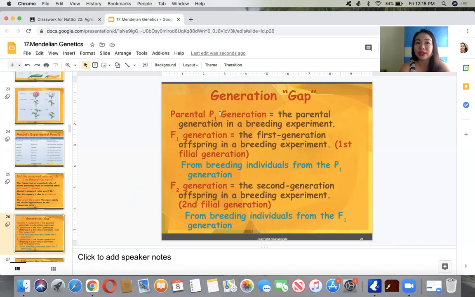Now we have the so-called generation gap. We have the parental or P1 generation. This is the parental generation of a breeding experiment, while the F1 generation is the first generation offspring in a breeding experiment, or the first filial generation from breeding individuals from the P1 generation. The second or F2 generation is the second generation offspring in a breeding experiment, which is the second filial generation from breeding individuals from the F1 generation.